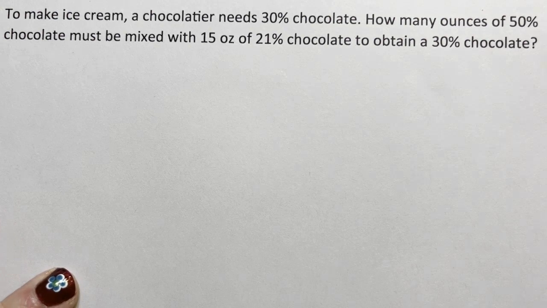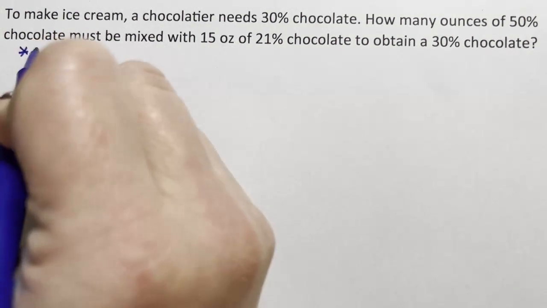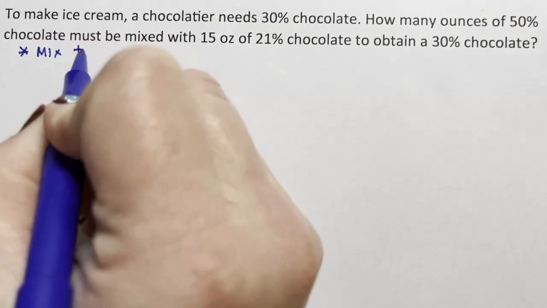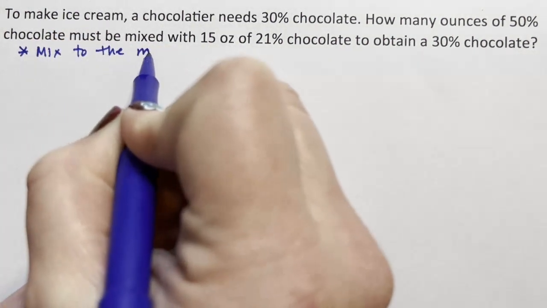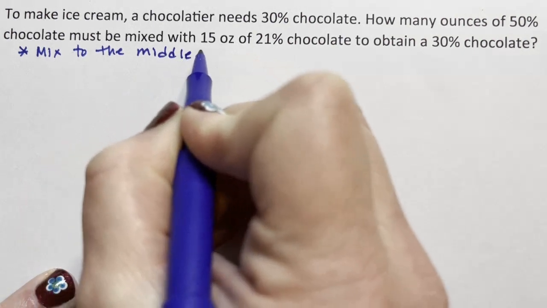Whenever you have a mixture problem, regardless of if it's chocolate or coffee or pesticides or whatever, and don't mix your pesticide with coffee, that's just mean, just remember, you always want to mix to the middle. Mix to the middle. So I always think small, big, middle.